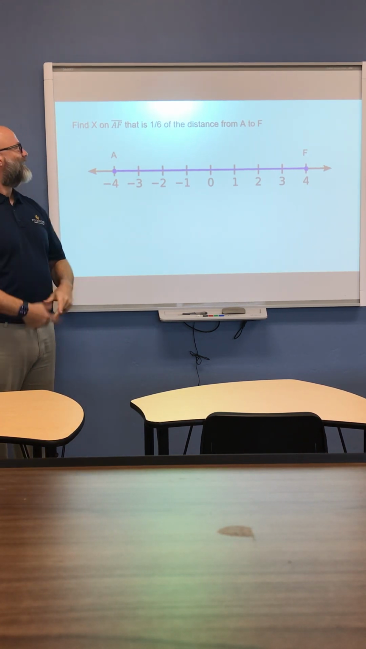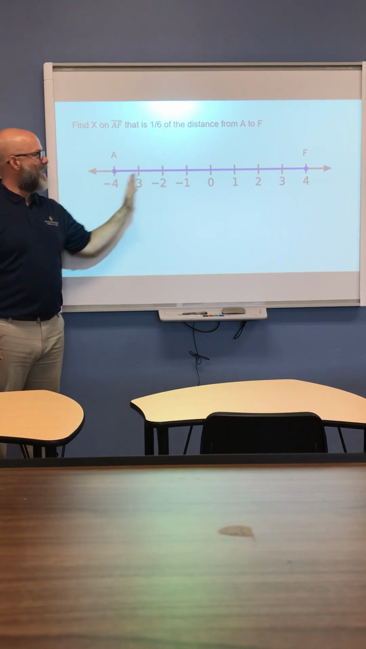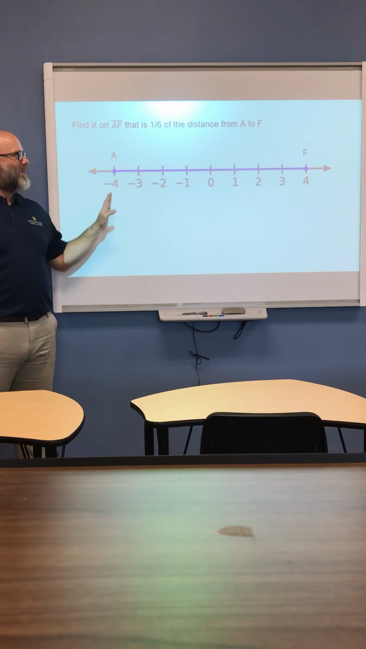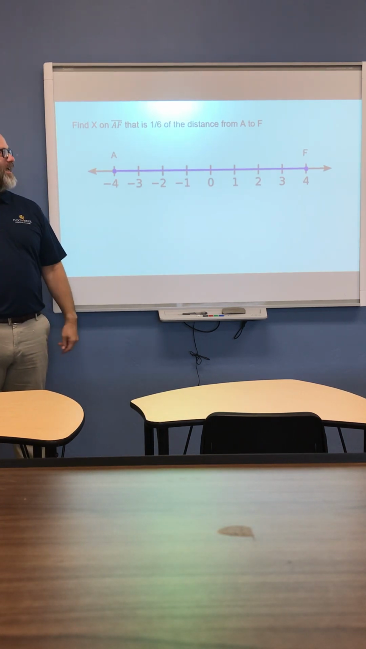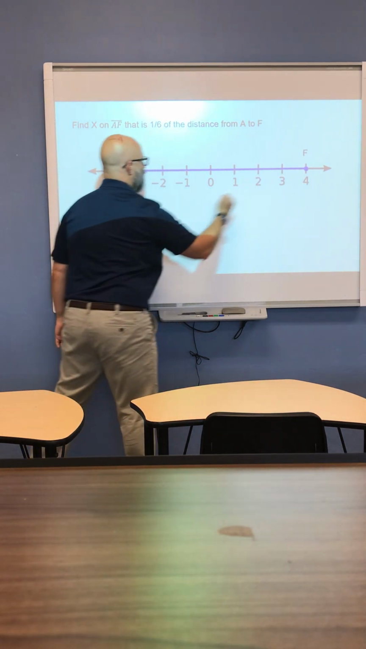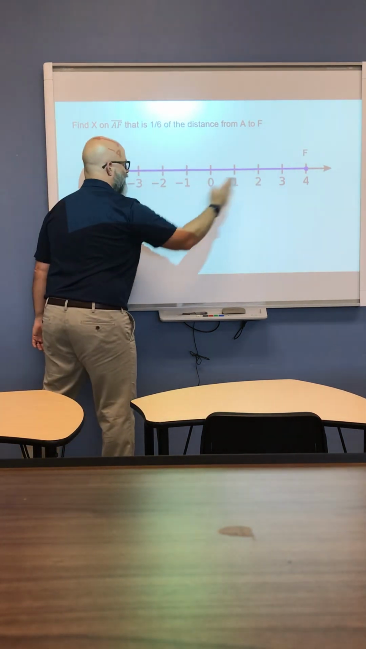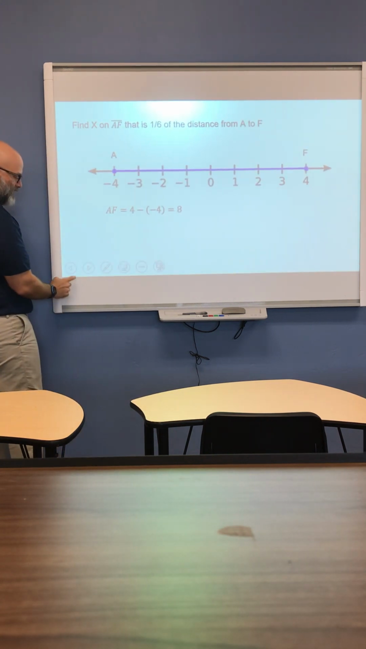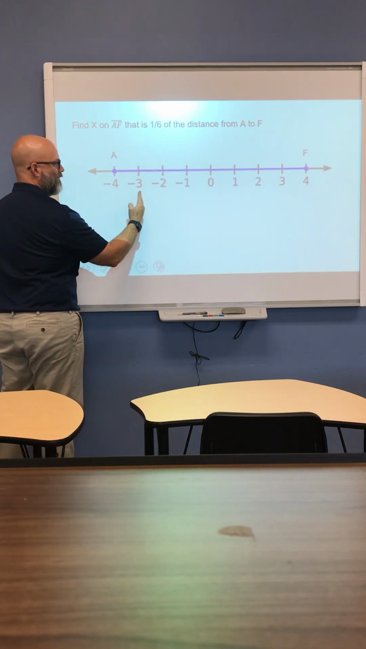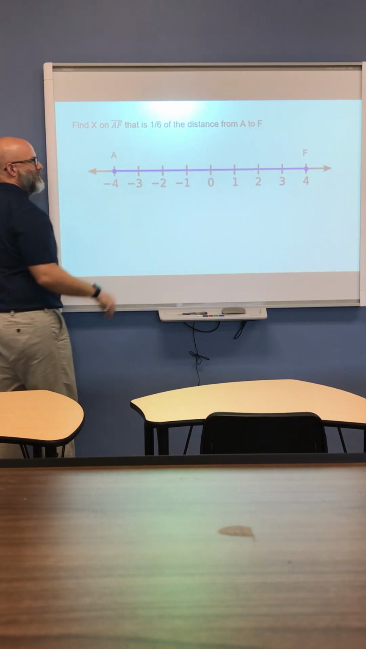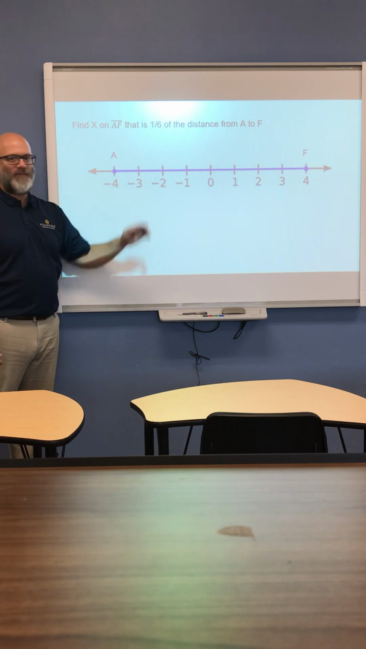You ready? Find x on AF that is 1/6 the distance from A to F. So what am I saying? I'm saying A is at x equals negative 4. F is at x equals 4. And somewhere on my journey from A to F, if I go 1/6 of the distance, maybe that's up to here or so, that location right there will be called x, and it'll have some particular value. X equals something.